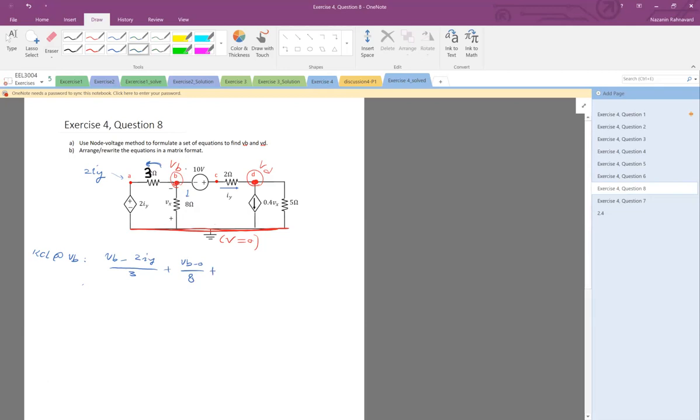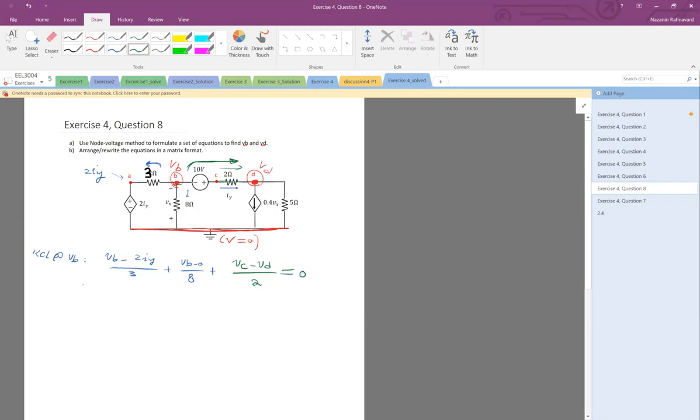Now this current here is important because there's a voltage source here, and this current is actually the same as this current. So if you look at the potential difference here divided by 2, that would be the current. So we can say it is VC minus VD divided by 2. That's this current, and the whole thing is equal to 0 because that's KCL here.